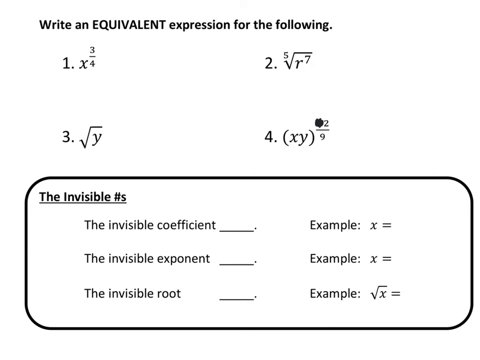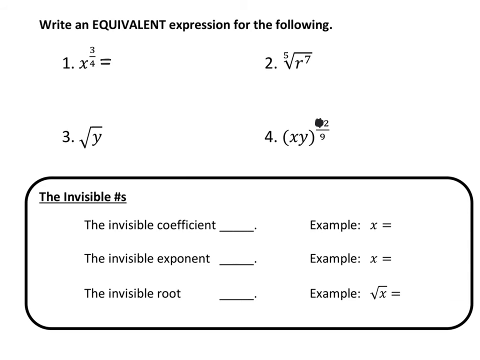Now we want to write an equivalent expression for the following. On number 1, we have a fractional exponent. So what form am I going to write it in? If it's already fractional, I'm going to write it in radical. Very good. You want to put the 3 inside as an exponent on the x, and then put the 4 on the outside. Mickey's right.